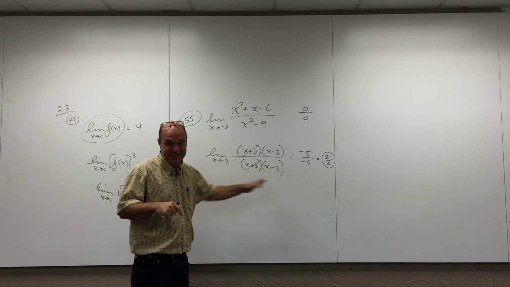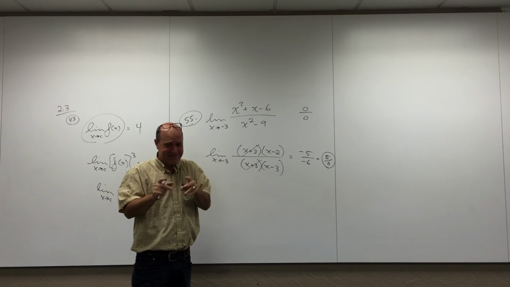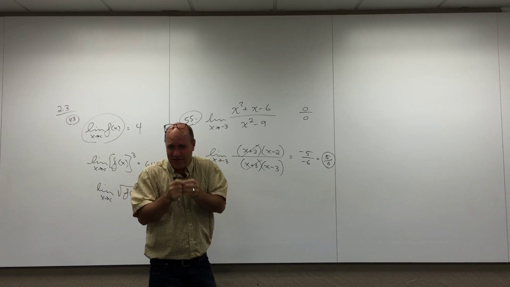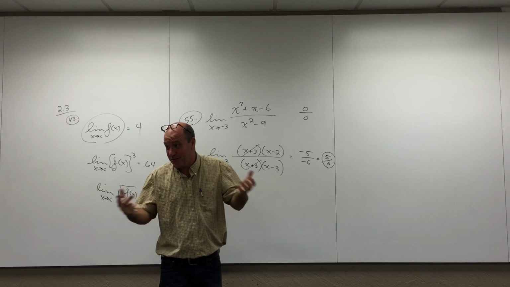I mean, you can just get the answer. You don't have to waste time zooming in on a graph. Even if you zoomed in on a graph, you might not get 5/6. You know what I'm saying?